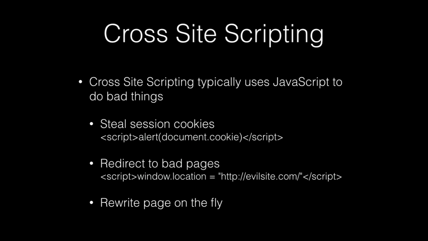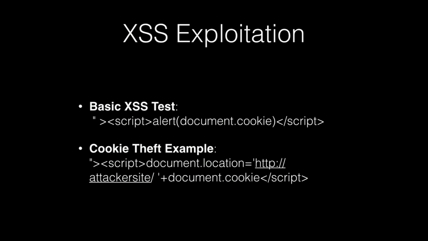Here are a couple examples of generating the pop-up with the cookie. You could do a redirect to a bad site, rewrite the page on the fly as we talked about. If you wanted to do some very basic tests against your application to say, is this page blindingly vulnerable, just obviously vulnerable to cross-site scripting, you could type in this here. Some people have asked before, why do you add the double quote and the greater than? If this is going into an HTML attribute, this will escape out of that.